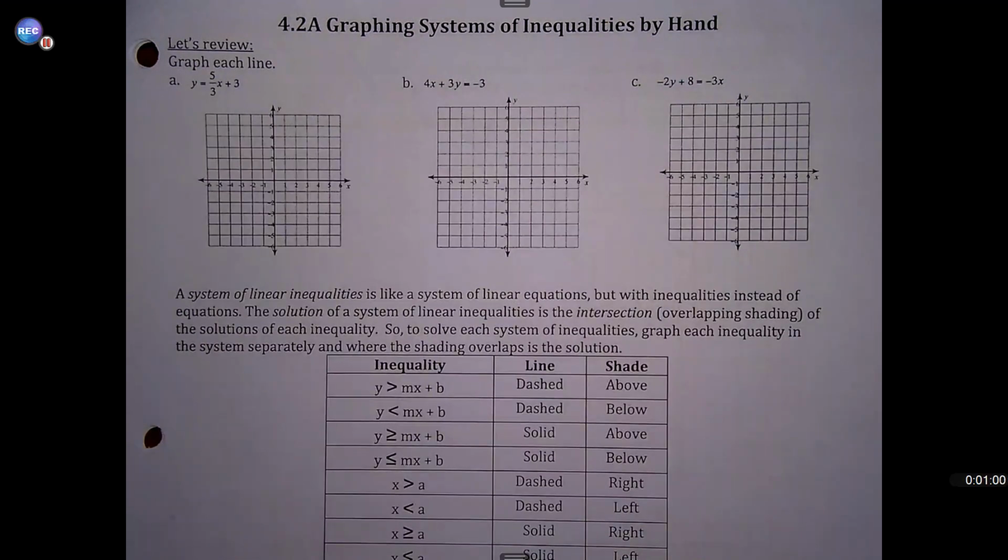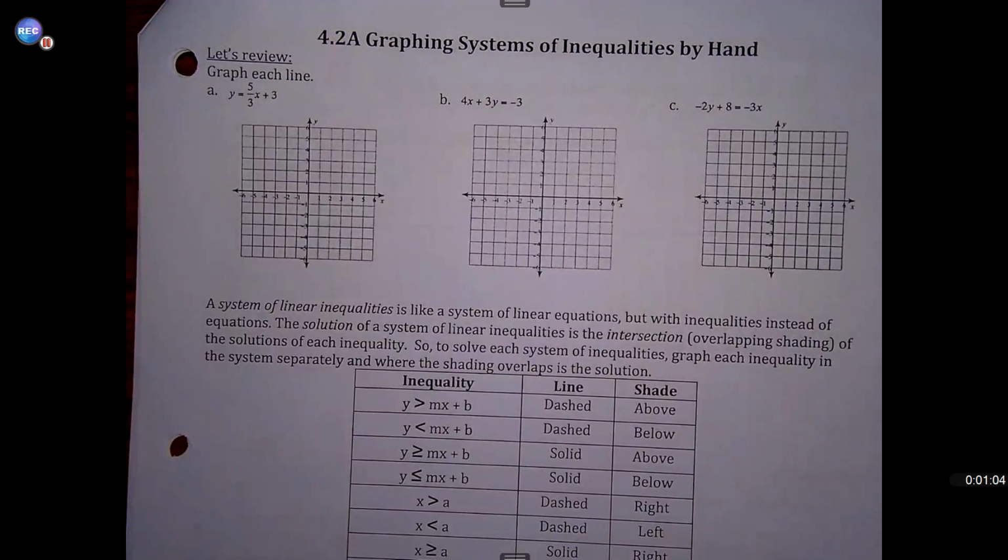So, what I think is a very helpful way of doing this is to have two pens. We're going to get there in a second on how to do this, but for right now, let's review how to graph each line.